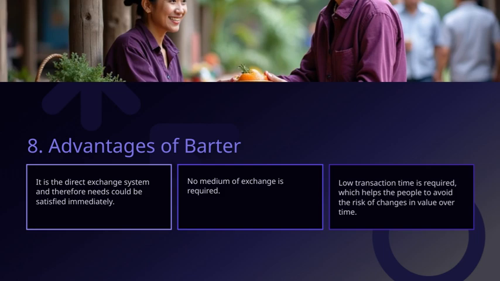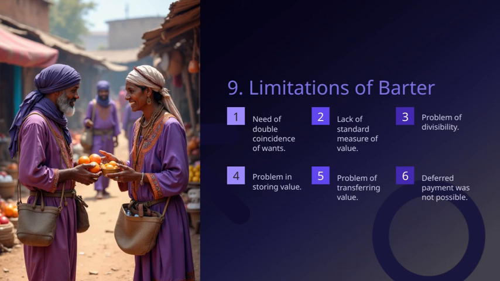Now let's look at some of the limitations of barter, which was one of the earliest systems of exchange. First, deferred payment was not possible, meaning you couldn't pay for goods or services at a later date, making transactions less flexible. Then, there's the problem of divisibility. Some goods can't be divided into smaller units without losing value, which complicates exchanges. Another key issue is the problem of transferring value. For example, if you want to trade something valuable for a less valuable item, it becomes difficult to ensure fair exchange.